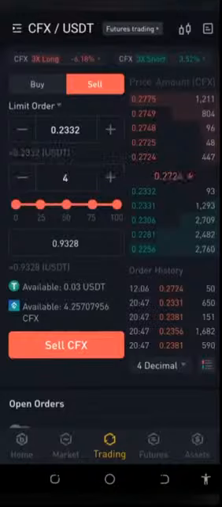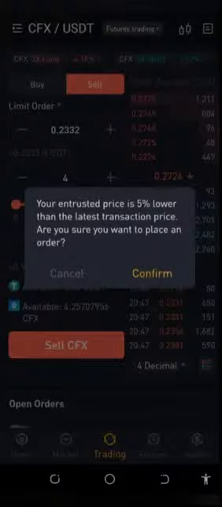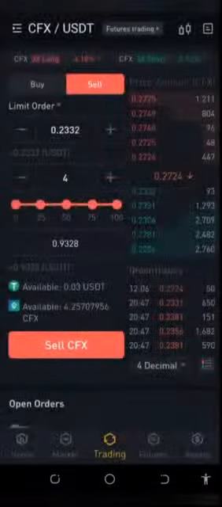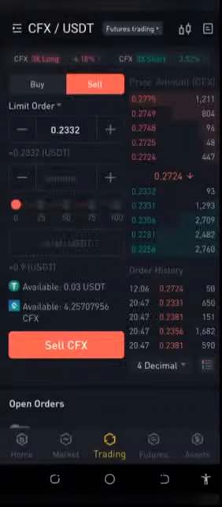All right. So probably I'll just have to change it and let it sit there till I have another trade to come in here, right? So let's see whether this is going to go. Oh, what did it say? It said, your entrusted price is 5% lower than the latest transaction price. Are you sure you want to place an order? But I don't want to place an order.